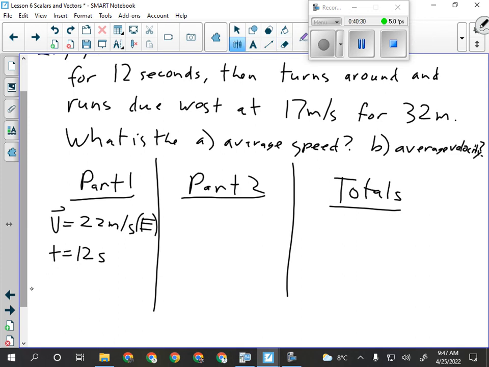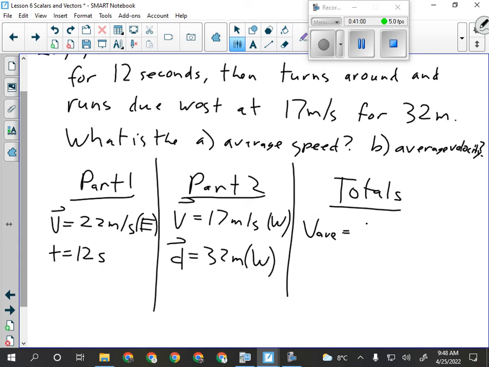Okay. And then in part 2, it turns and runs due west at 17 meters per second for 32 meters. Whoops, west, not east. Okay, what's its average speed and average velocity? Okay, so if I want to get average speed, I need the total distance and the total time. And if I want average velocity, I need the total displacement and the total time.